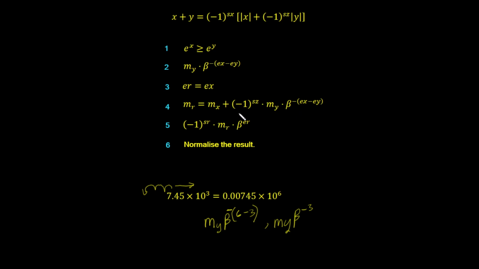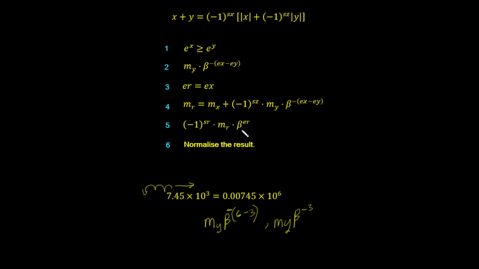This whole thing here is going to give us our value of mr, and we know the value of our exponent. The exponent is going to be our value e to the x, so we'll just call that er. And finally, the actual sign is going to be given by our minus 1 to the power of sr, which we really just get from this minus 1 sx. So this is the mathematics. This is how we write the mathematics out.